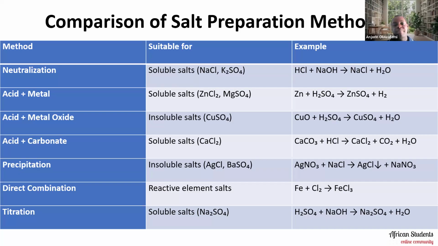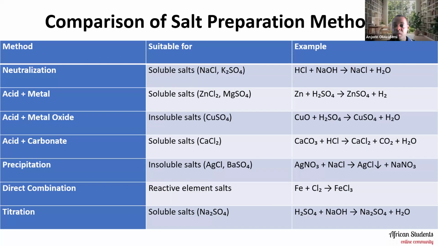When acid reacts with metal oxide, on the other hand, it will produce salts like copper sulfate. Then when acid and carbonate react together, they produce soluble salt, for example, calcium chloride. We can also use the precipitation method, which produces insoluble salts. An example is when we have silver chloride and barium chloride, you understand?